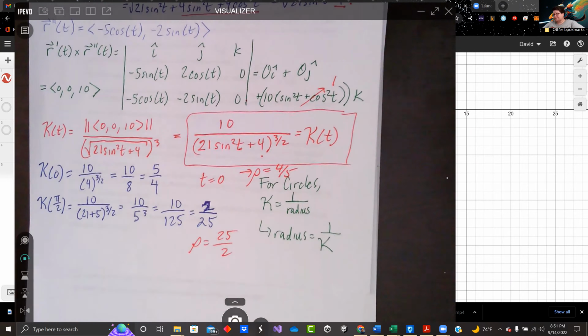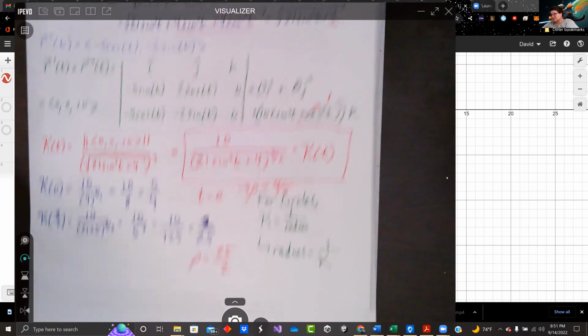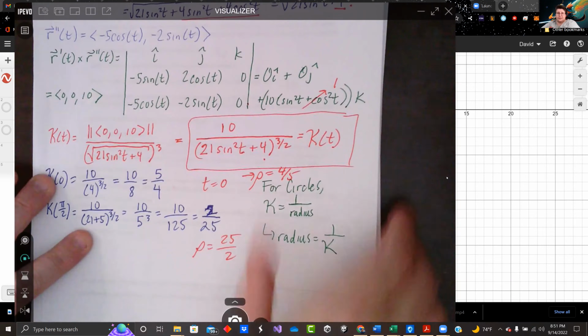Okay. Now, before I show you the Desmos version, I'm going to show you what I attempted to do by hand.